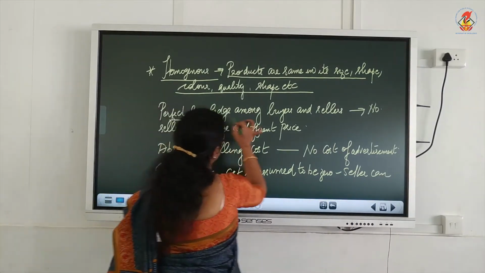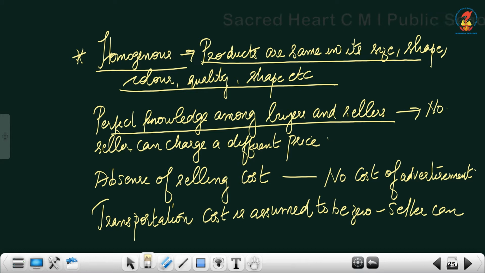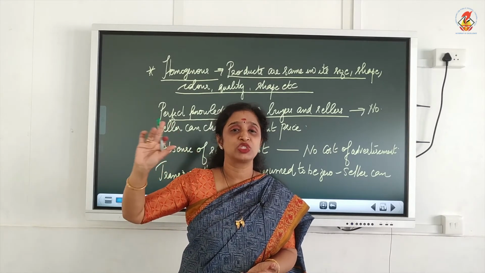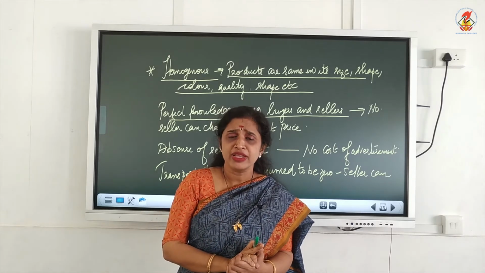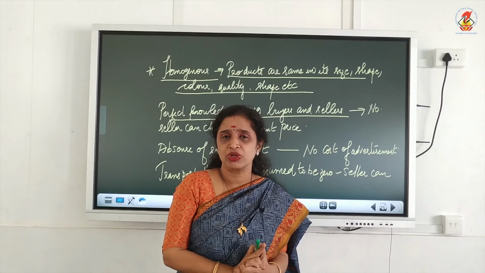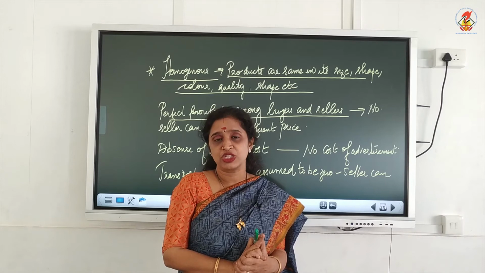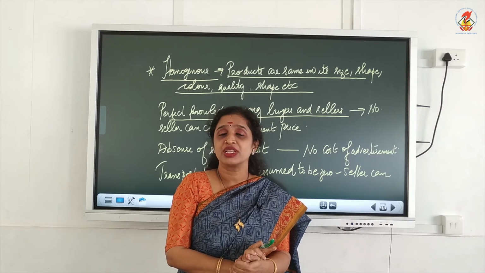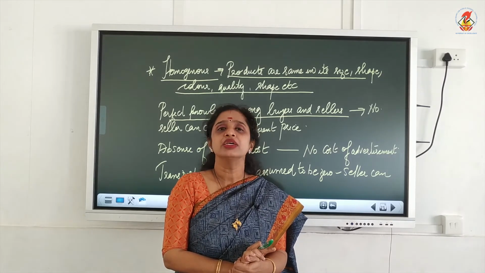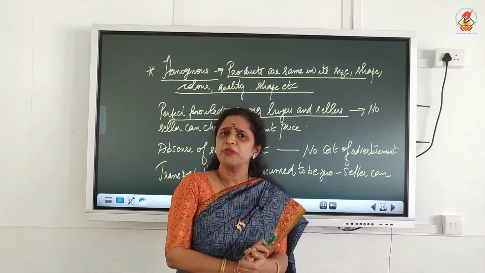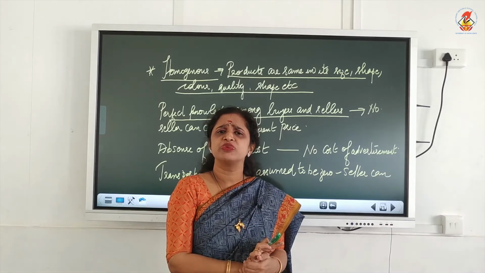Next one is perfect knowledge among the buyers and sellers. The sellers and the buyers have a perfect knowledge about the price of the commodity. Therefore, no seller can sell at a higher price when compared to the other sellers. Even the buyers know the exact price of that particular commodity. They have a perfect knowledge about the price. Therefore, no seller can expect to sell it at a higher price than the other sellers. If there are 4 sellers A, B, C and D in a market, this particular product, 1 kg rice powder of one branded company, can be sold only at one particular price which is fixed by the industry.